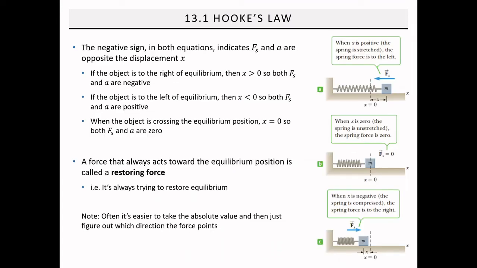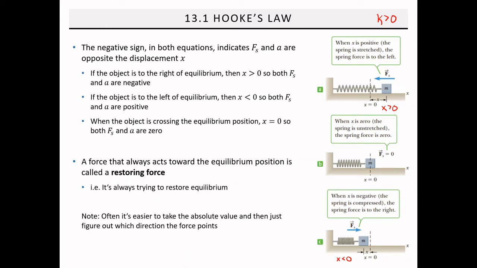On this slide, let me first point out that when the object is displaced to the right of equilibrium, as in the top picture, then we say the position is positive, so that x is greater than 0. And in the bottom picture, when we displace the object to the left of equilibrium, we say the position is negative, so x is less than 0. Also, let me point out that the spring constant k is always a positive number. So k is always greater than 0.